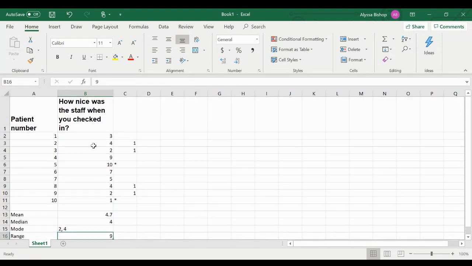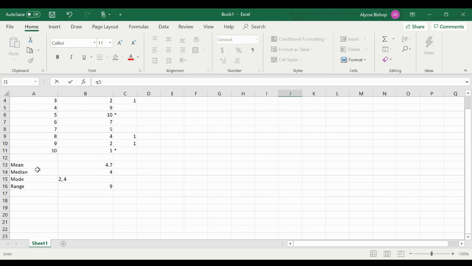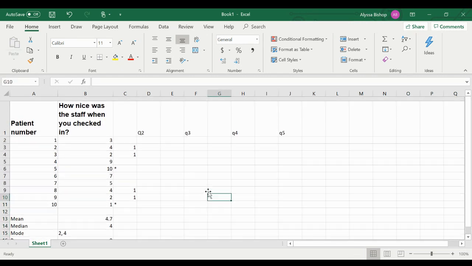And what will happen, so I did this for the first question. If your second question is here, question number 2, you'll do the same thing all over again for your second question. You'll do the same thing all over again for your third question, your fourth question, and then your fifth question. So you should have mean, median, mode, range 5 times. You should have it for question 1, question 2, question 3, question 4, and question 5. Okay? So that's how you find the measures of central tendency.